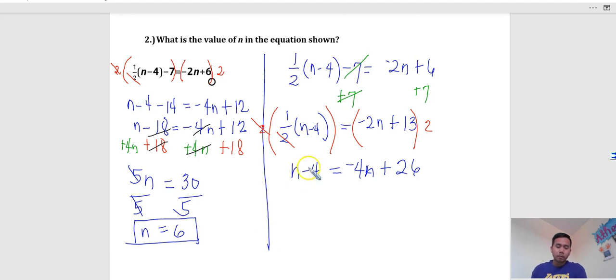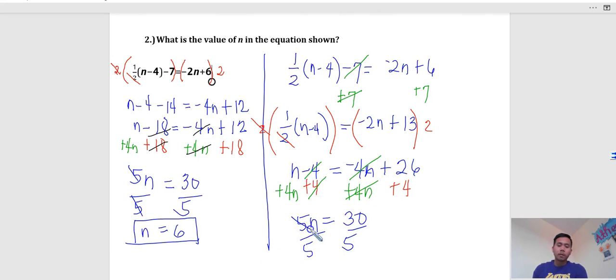Of course, this is minus 4, so I add 4 to both sides. And then the other one is to transfer n to the other side, which is 4n, so I have to add 4n. It's the same way. This will be canceled out, that will be canceled. So n plus 4n will give us 5n is equal to 26 plus 4, which is 30. I divide both sides by 5. So n is now equal to 6. So there are 2 ways to solve this problem.